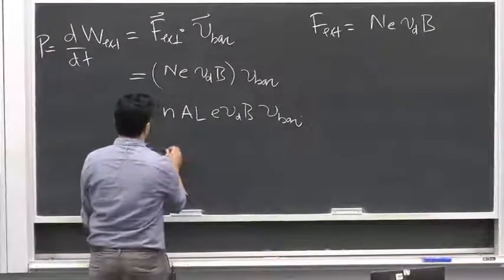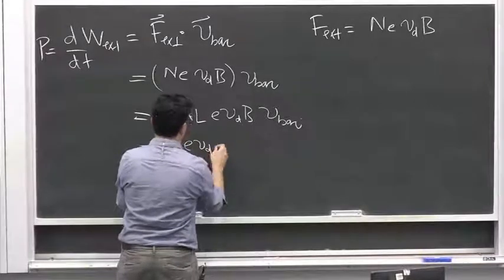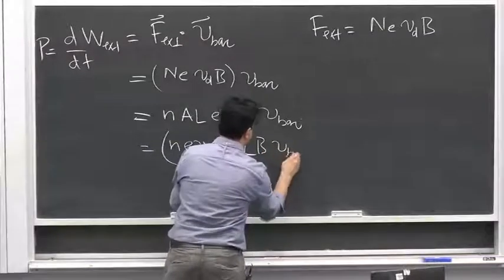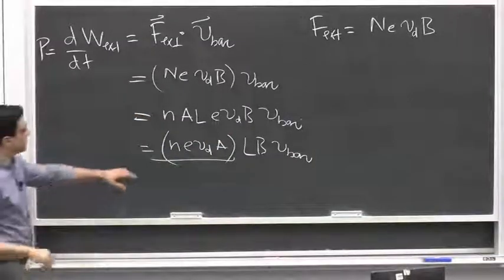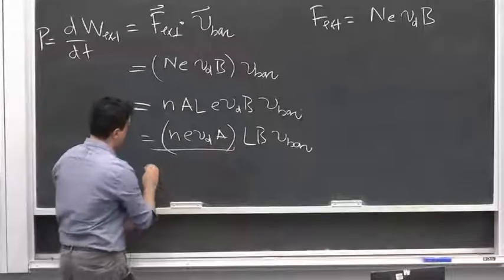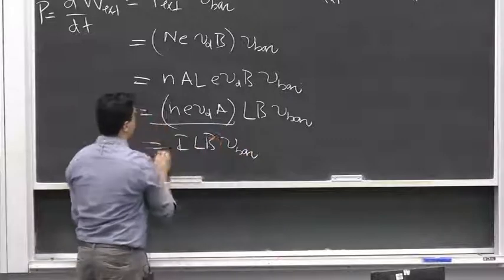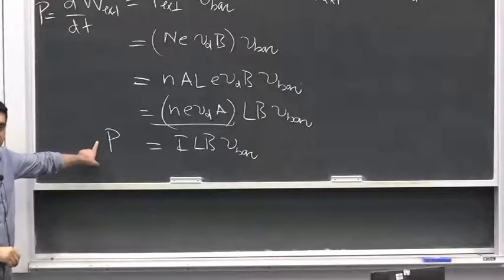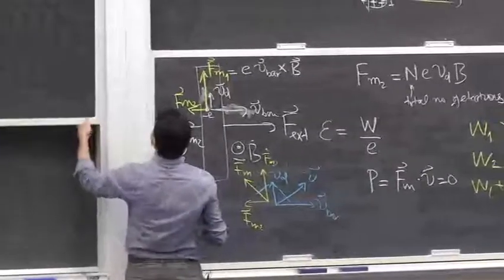This is equal to N, E, into A, L. What is this thing? That's current. So that's the current density multiplied by the area. This would be a total current I L B into V bar. That's the power which the external force is applying, and that should create the EMF.